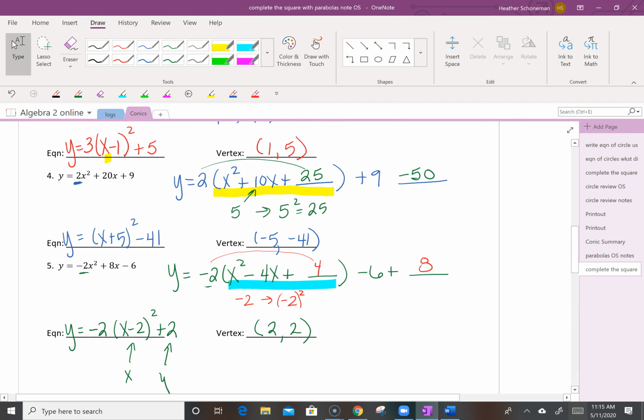Okay, I'm just realizing on number 4, I forgot about this 2 that I factored out. I did not write it in front. It should go here. I apologize. There you go. Done with your notes.